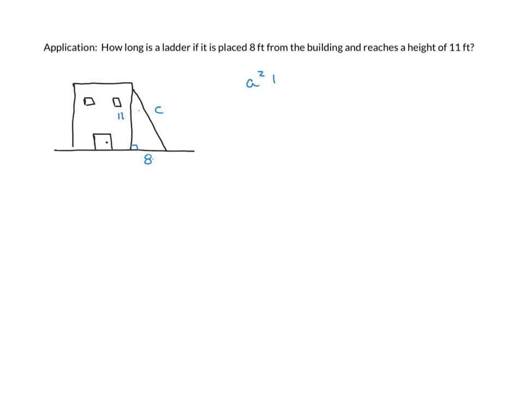So if we plug into our formula, both of these are legs. We get 8 squared plus 11 squared equals C squared. Eight squared is 64. 11 squared is 121. If we add these two together, we get 185. And I want to know what squared equals 185, which is take the square root of both sides.